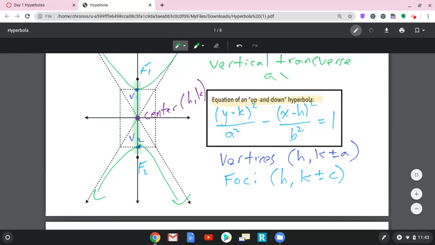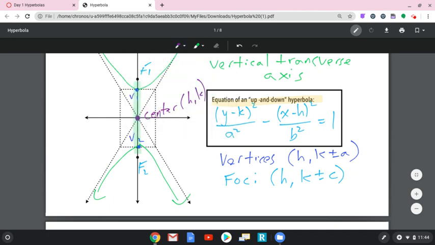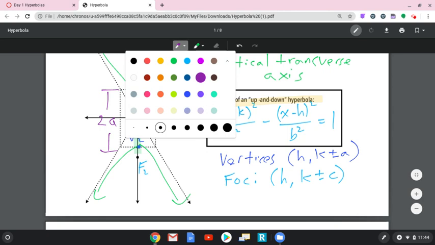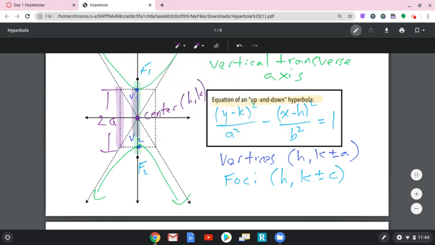Remember, the transverse axis must contain the foci, the vertices, and the center of your hyperbola. Now, another big difference is the A value. The 2A will be the distance between your two vertices. The 2B, so if I look here, this is my 2A of my box.